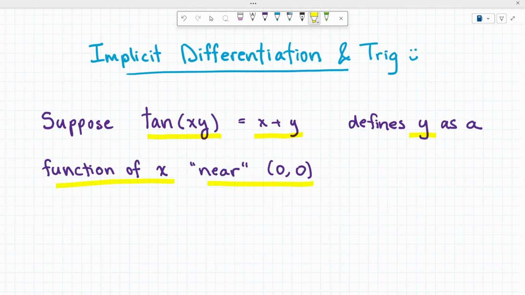Okay, so we're considering this function tan xy equals x plus y. We're saying that y is our dependent variable, so it defines a function of x, and we're also specifying the region in which this holds true.